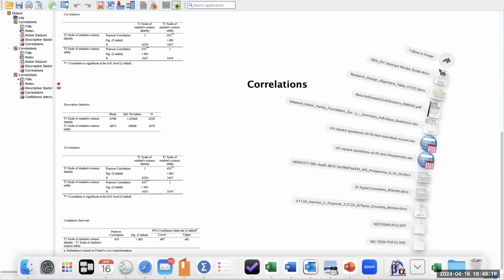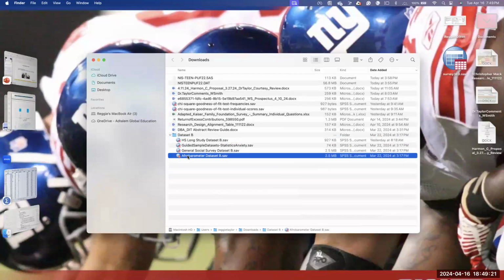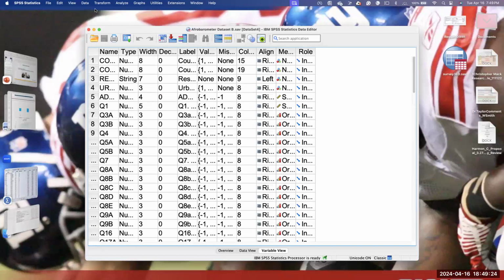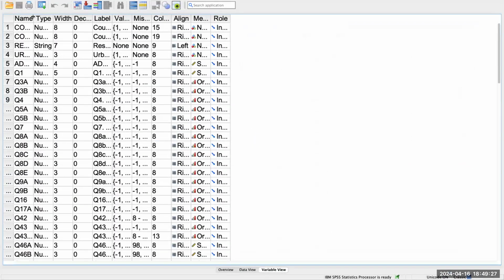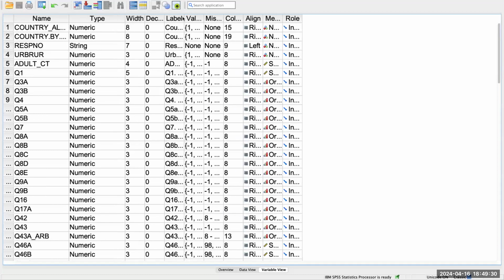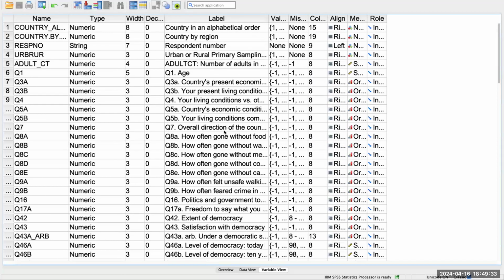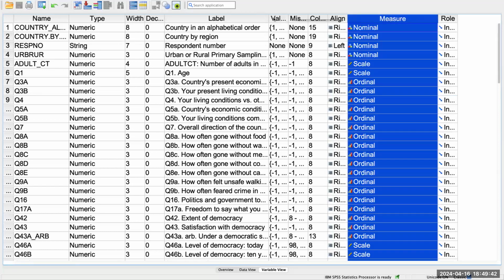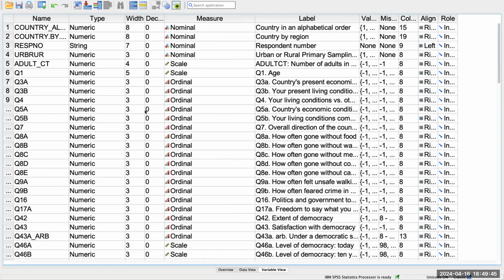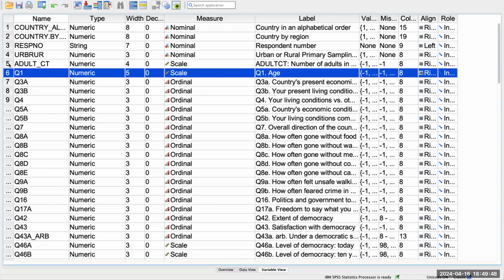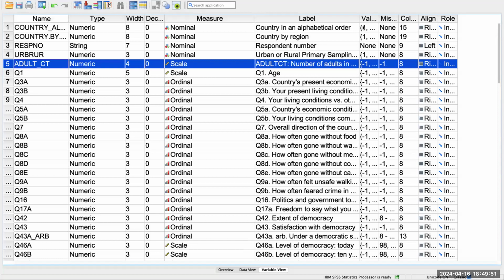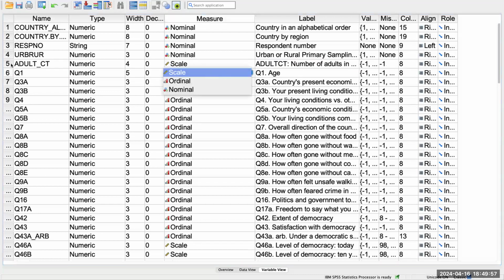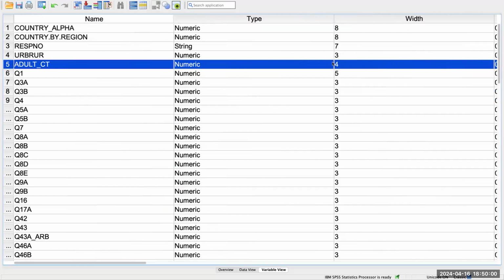I'm going to open up the Afrobarometer data set. And again, just to take a quick look in that data set, if that's the one you choose to use. And then again, remember the label kind of gives you what they're asking for. And you're going to be looking into the measures column. And I just like to move it over here. And I'm going to be looking for scale variables.